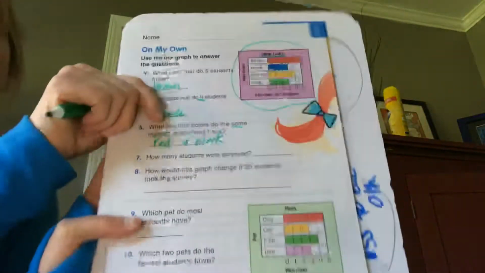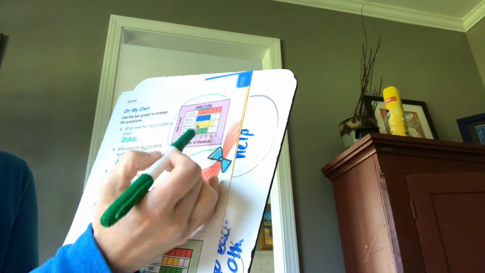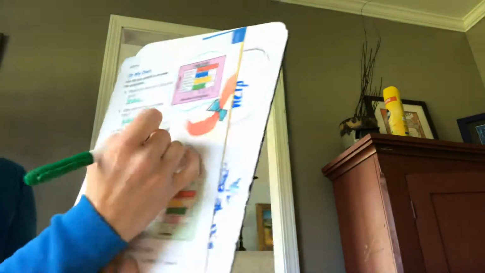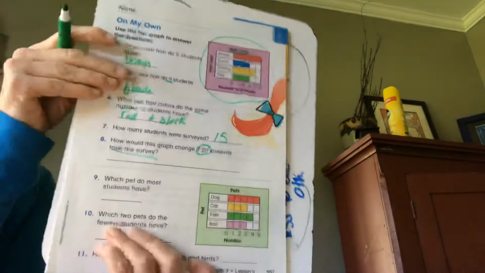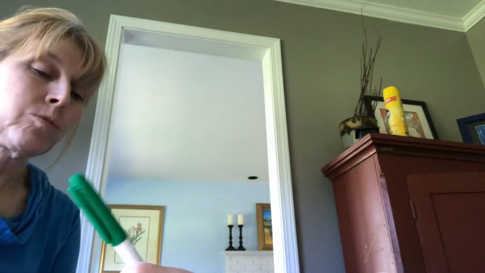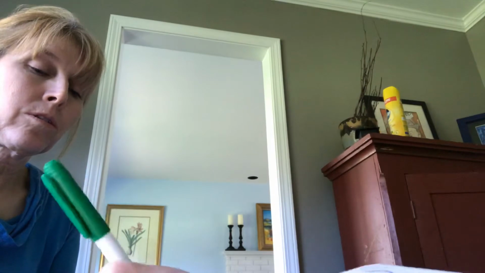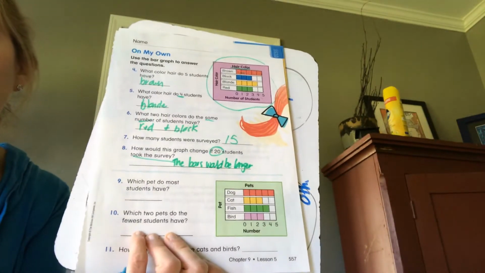How many students were surveyed altogether? Well, that's a pretty easy one. You can just add up all of these. So we have 3 and 4 is 7, 8, 9, 10, 11, 12, 13, 14, 15. So all together you have 15 students surveyed. How would this graph change if 20 students took the survey? What did you all write? So if 20 students took the survey, then the bars would be longer. Yeah, so one of those bars, or all of the bars, would be longer depending on the votes.